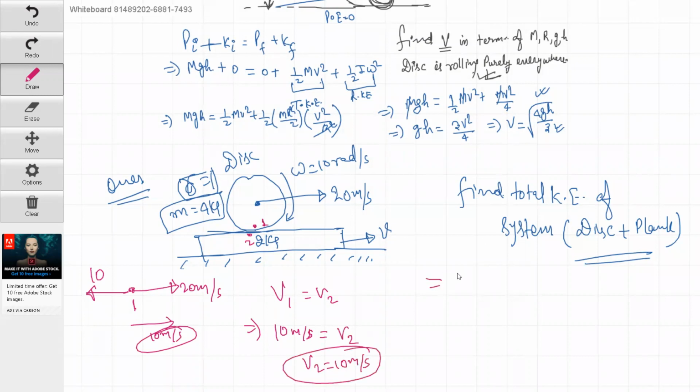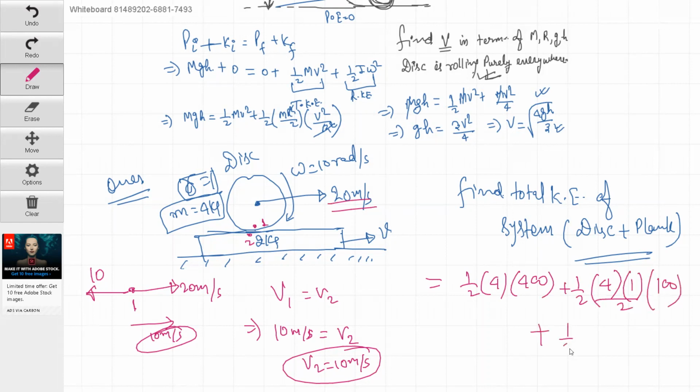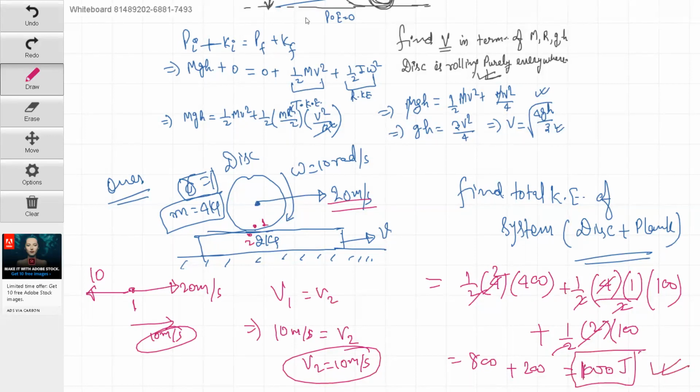Now what is the total energy? What is the energy of the disk? Half mv square, that is 4 into 400, since v square is 400, plus half I omega square, where I is mr square by 2 with m equal to 4, into omega square, plus the kinetic energy of the plank, half into 2 into v square, that is 100. So this will cancel out, this will cancel out. It will become 800 plus 100 plus 100, that is 200, equal to 1000 joule. So the total kinetic energy of the system is 1000 joule. Is this all right, student?